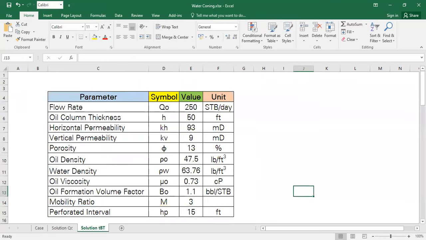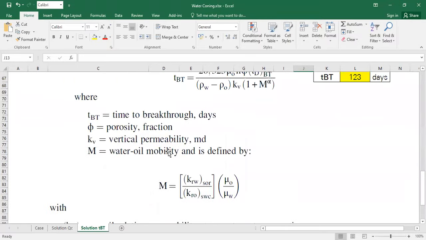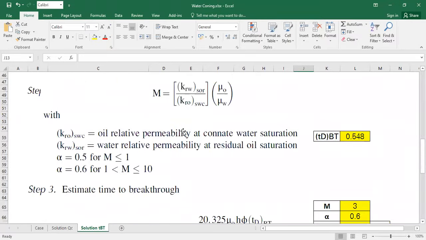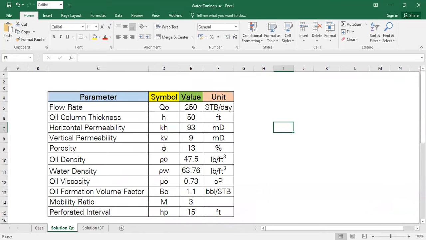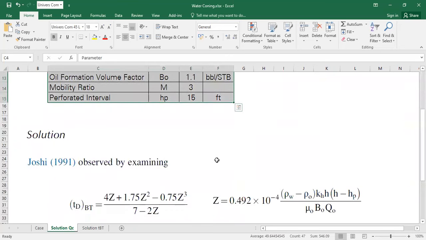Okay, so you see, this is the solution about the water breakthrough. All right, we talked about it. And now let's just go to the solution for the critical flow rate. I maintain the data table. Okay, I recommend you to do so. Okay, to make the data table for yourself for any case, maybe from the book or from the field, so that you will have your own spreadsheet to be used every day. Okay, so let's see the solution.